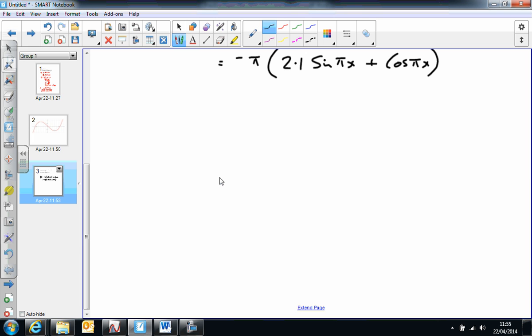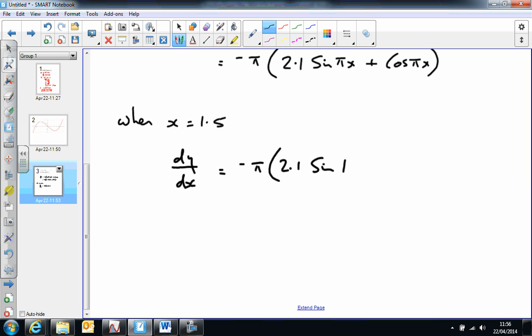So now just substitute in the value. So when x equals 1.5, dy by dx equals minus pi, 2.1 times the sine of 1.5 pi plus cosine of 1.5 pi.